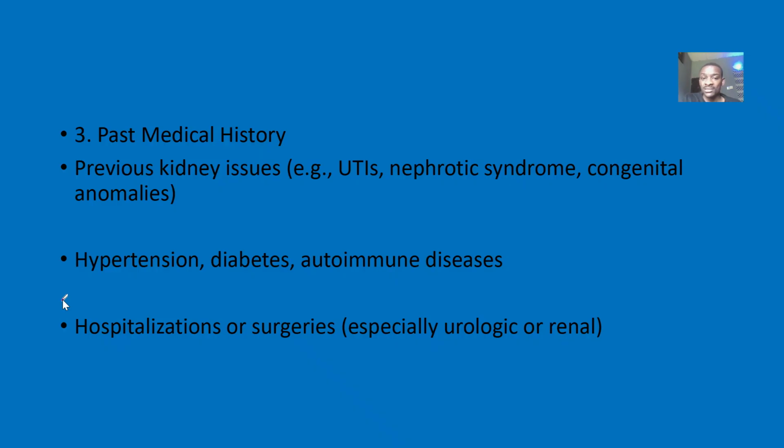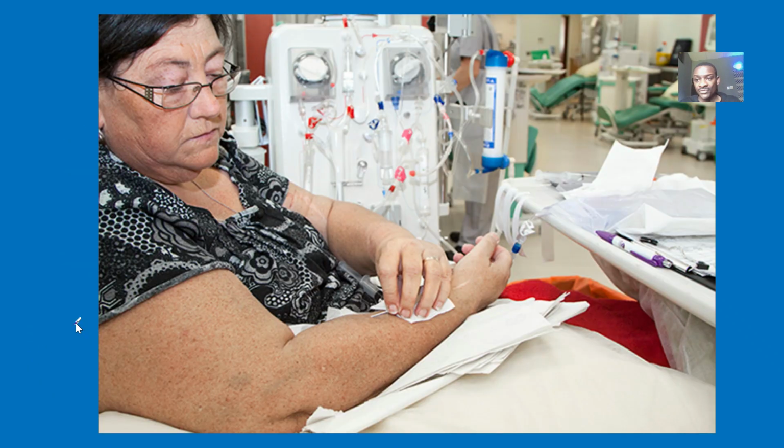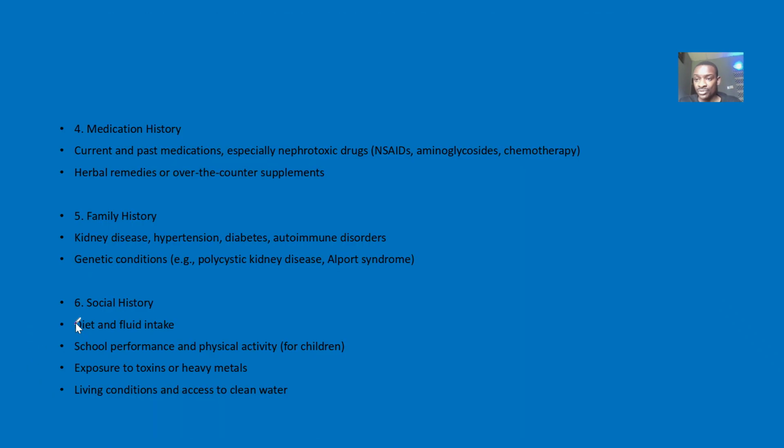Okay, hypertension could lead to high blood flow, weakening blood vessels in the glomerulus. Diabetes could lead to deposition of sugar or glucose in the blood vessels in the glomerulus. Of course, autoimmune disease can also attack the body's own tissues. So you're also trying to know if they have ever been hospitalized or if there's any surgery that's ever been done for them. Then medical history, you see if they have ever been sick.